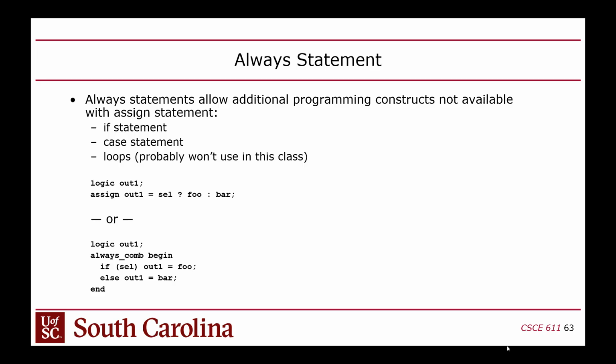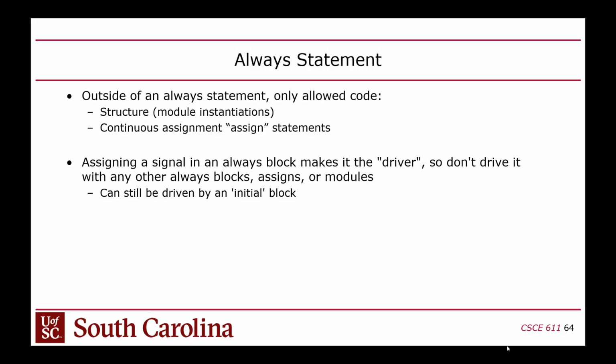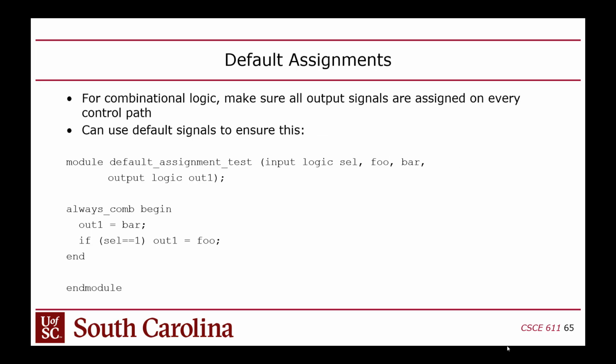So this always statement is equivalent to the assign statement that I have above. The assign statement above uses the ternary operator. This ternary operator says assign out1, checks the condition of cell, and puts foo or bar to out1. These two are the same. Those two generate the same hardware. Okay.